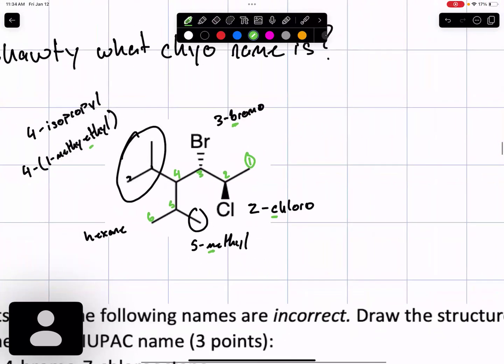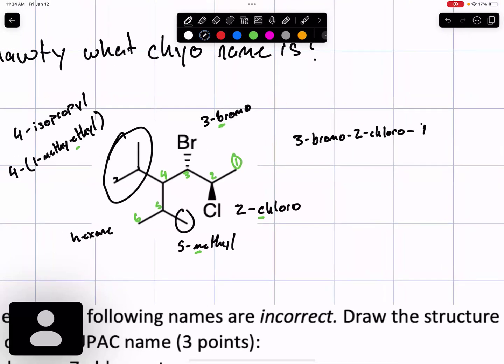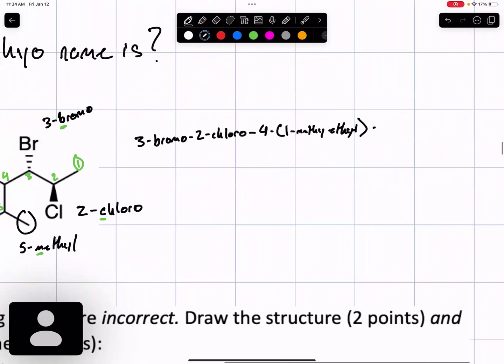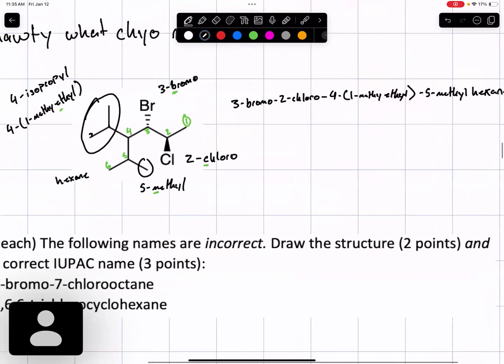So all you need to do is rearrange this such that you have 3-bromo, 2-chloro. What's next? 4-(1-methylethyl), and 5-methylhexane. Okay, this is your name. This is the name. All right.